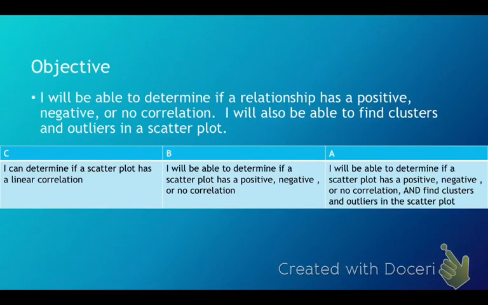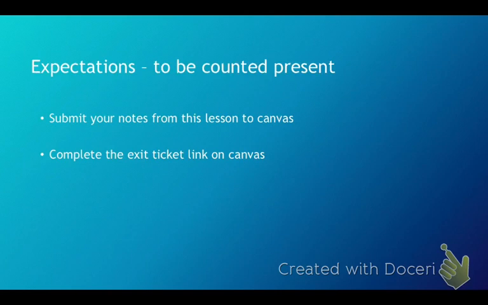Hello. For our first e-learning day, our objective is going to be, I will be able to determine if a relationship has a positive, negative, or no correlation. I will also be able to find clusters and outliers in a scatter plot. So if we can do all that, you'll be at an A for today.